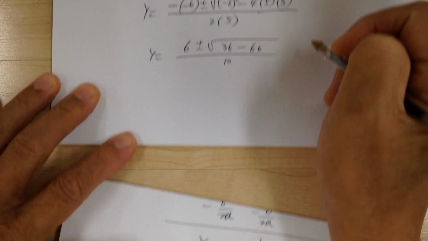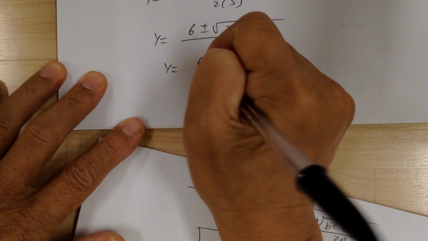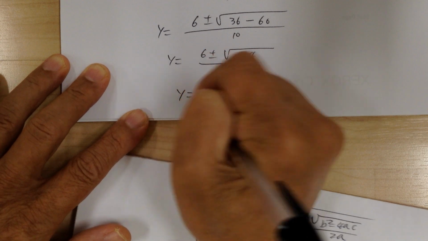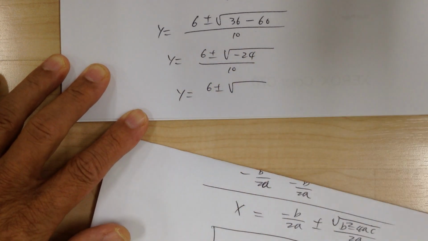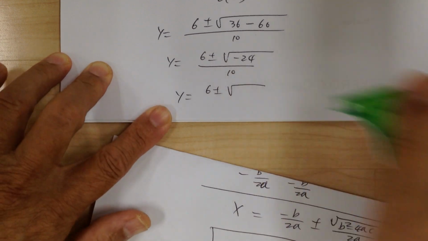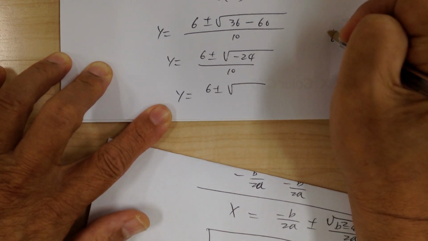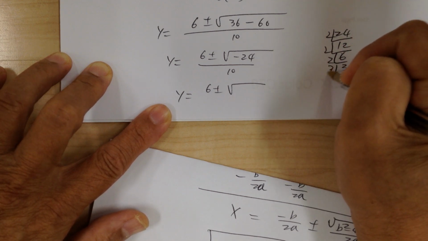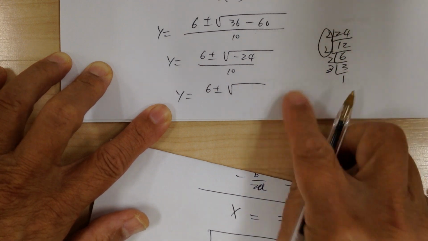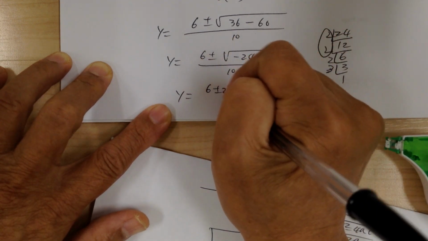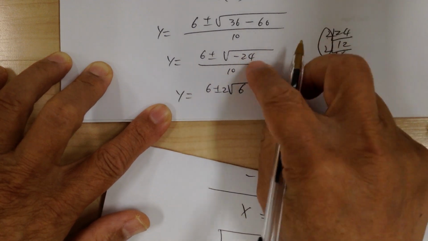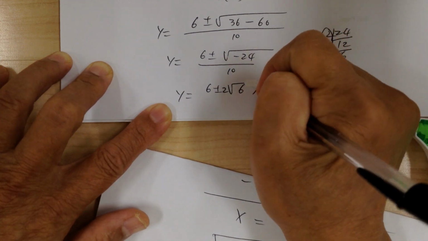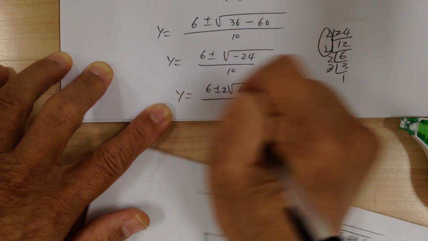And down here, the bottom would be 10. So y equal to 6 plus or minus square root of negative 24 over 10. So y equal to 6 plus or minus square root of, let us simplify this. Okay, let's go to the side. So 24 divided by 2, you get 12, divided by 2, you get 6, divided by 2, you get 3, divided by 3, you get 1. So this will give you 2 square root of 6. So this comes out, so 2 square root of 6, and you're going to have an i, right? Square root of negative is going to be i. So make sure i is kind of big and it's outside the square root, over 10.